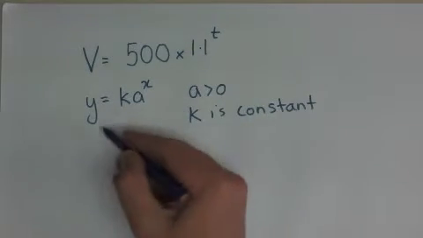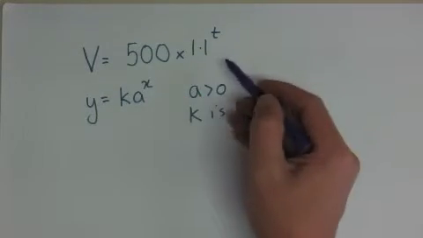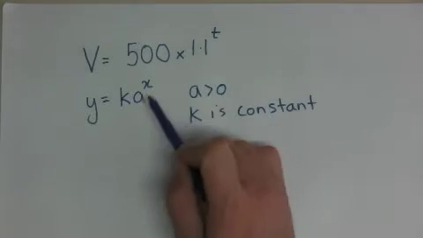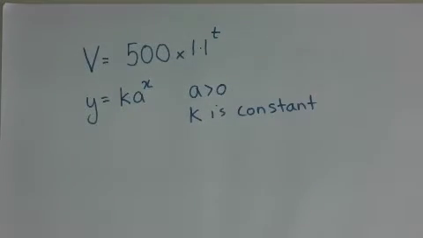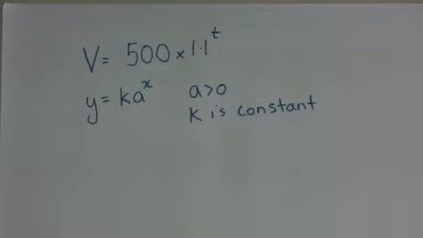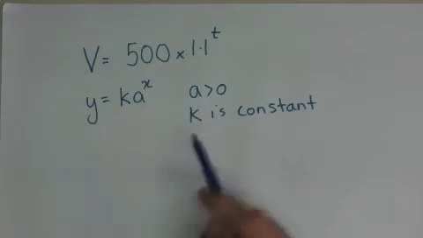So thinking about this in terms of my original situation, 1.1 in this case is my a, and that dictates my rate. That's my rate that something is changing. My t is the power, so in this case it's time as well, and my 500 is my k.